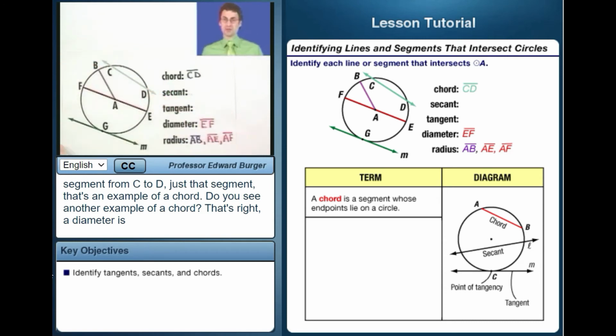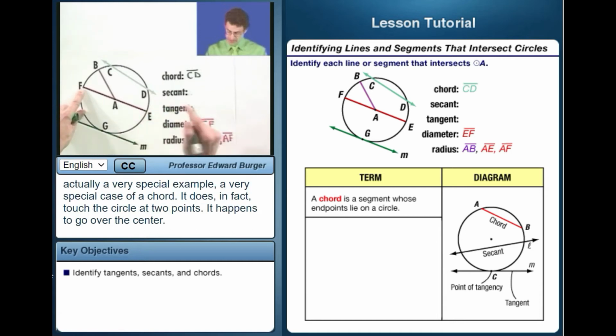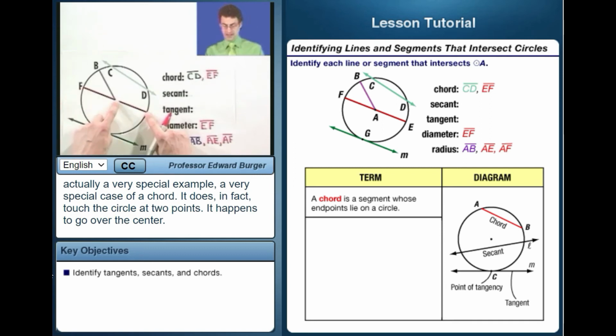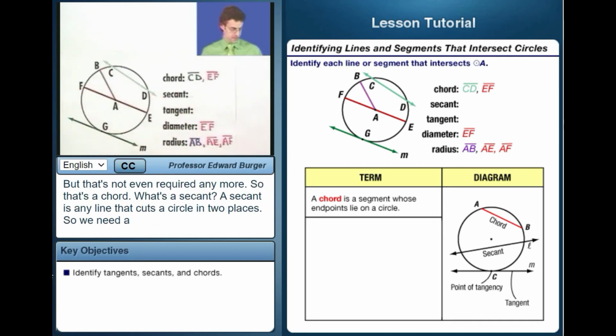Do you see another example of a chord? That's right. A diameter is actually a very special case of a chord. It does, in fact, touch the circle at 2 points. It happens to go through the center, but that's not even required anymore. So that's a chord.